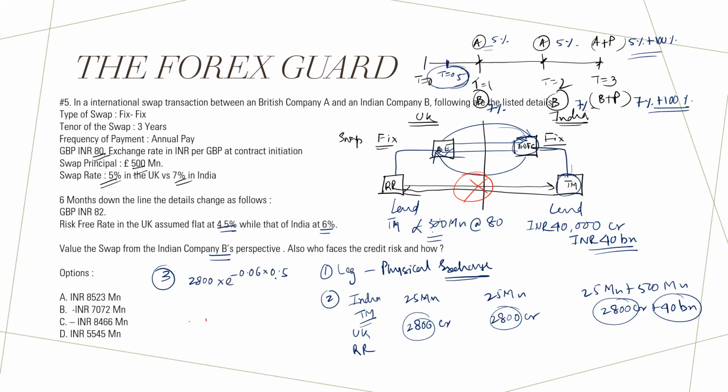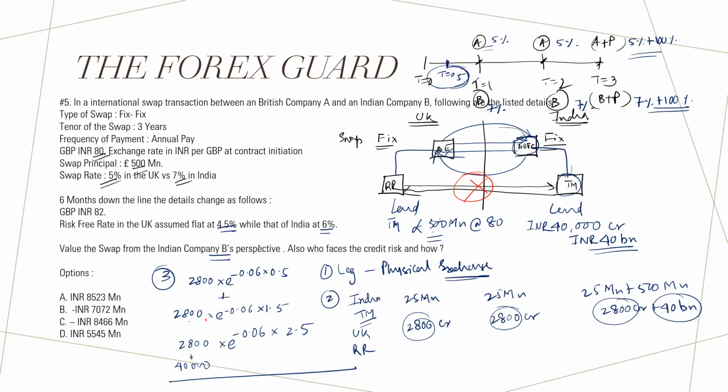First, it will be for 6 months, 0.5 year. Second, it is going to be 1.5 years. And the third is going to be 2,800 plus, of course, the principal, which is 40,000, multiplied by e to the power 0.06 into 2.5. These are going to be the present value of all the Indian cash flow.